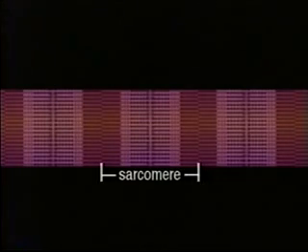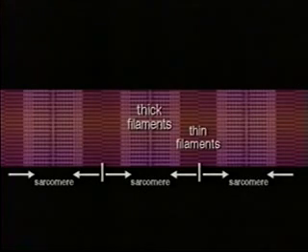Sarcomeres are the smallest functional unit of a muscle fiber. They are composed of precisely organized proteins referred to as thick filaments and thin filaments. When these filaments slide past each other, the sarcomere contracts. Z lines mark the boundaries between adjacent sarcomeres.